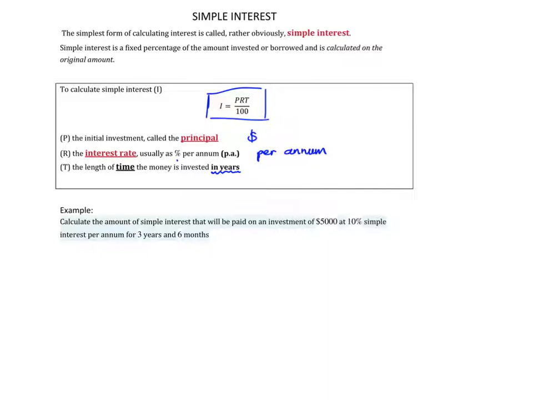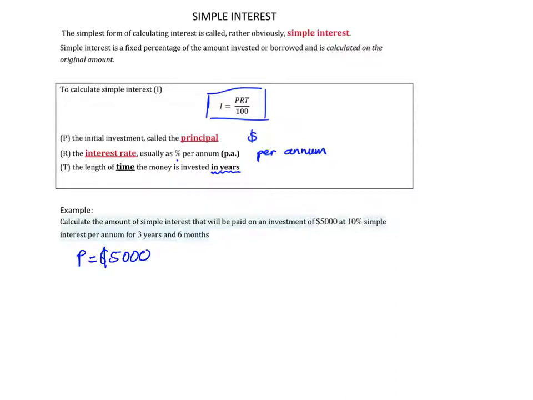Looking at this example here, calculate the amount of simple interest that will be paid on an investment of $5,000 at 10% simple interest per annum for 3 years and 6 months. So what we should always start off with is the information that we have, or what we know here. So we know that it's an investment of $5,000. So P is equal to 5,000.